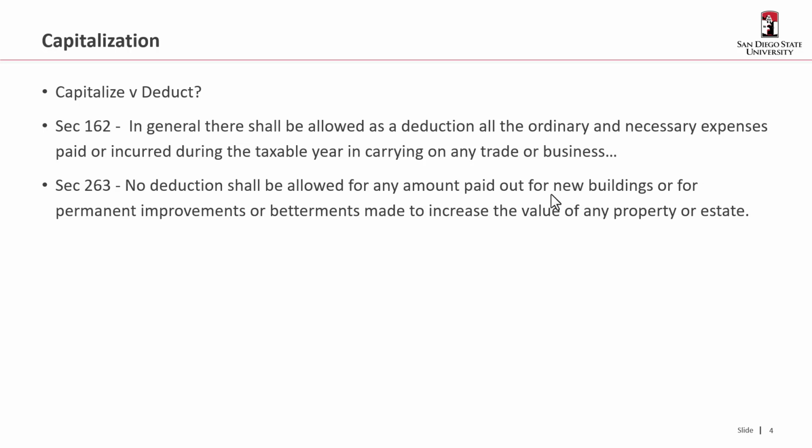So it says no deduction shall be allowed for any amount paid for a new building. Okay, so buildings, that makes sense. Permanent improvements or betterments. Okay, I kind of get improvements. Not sure what a betterment is. It sounds like a cookie or something. That are made to increase the value of any property or estate. And so that really is all the code gives us.